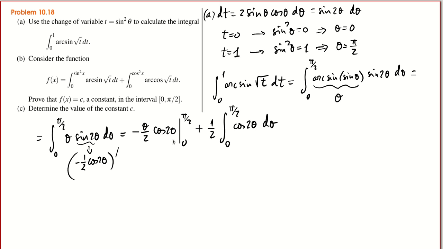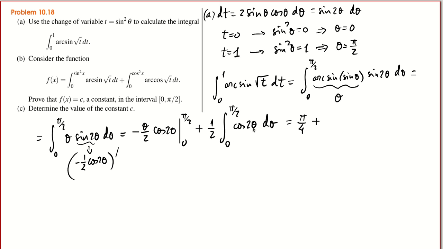Now let's see, when theta is pi half, then we have the cosine of pi. The cosine of pi is -1, so we have -1 and -1 is +1. And then we have pi half here, so the first term we have is pi over 4. When theta is 0, the cosine is actually 1, but it's multiplied by 0, so it's 0. So this first term here is just pi over 4.